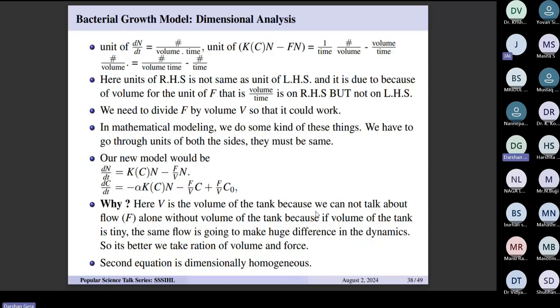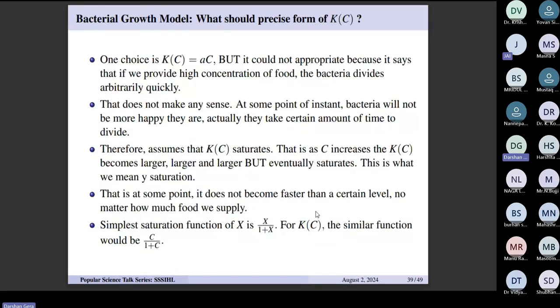You cannot talk about the flow without the volume of the tank. If the volume of the tank is full, then the flow will be different. So they should come together. So for the second equation, we need not check. It is dimensionally homogeneous. Now let us talk about this Kc.